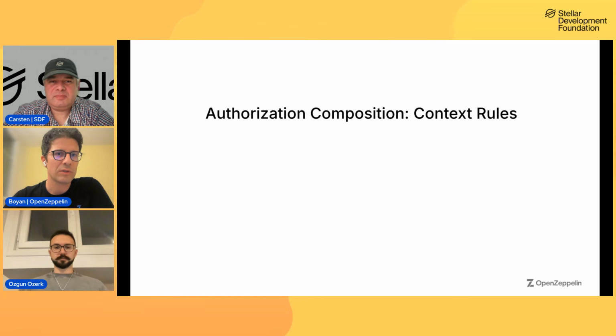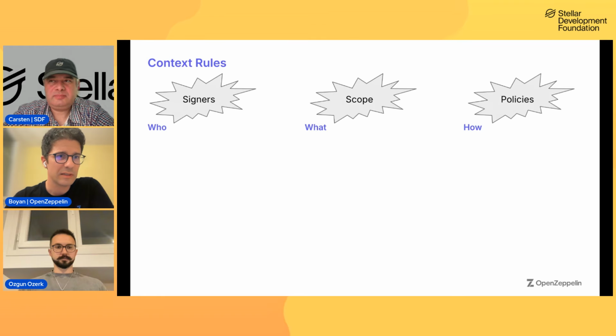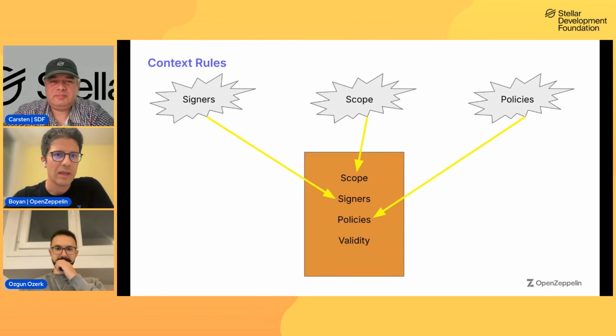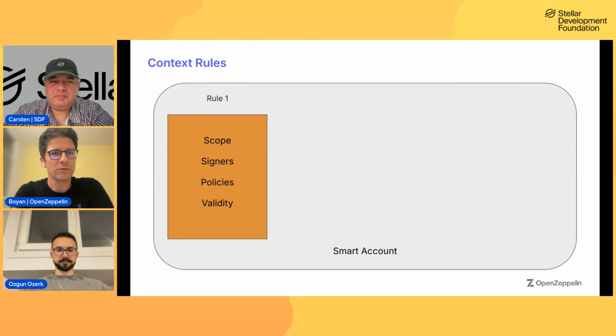How do we compose those elements? So we have signers, scope, and policies, and we embed them in the entity called context rule. Here you see that besides the signer, scope, and the policies, we also have the notion of validity. Context rules function like a routing table for authorizations. For every context, they specify the scope and the conditions that must be met before the authorization is granted. And we'll see how this goes very shortly.